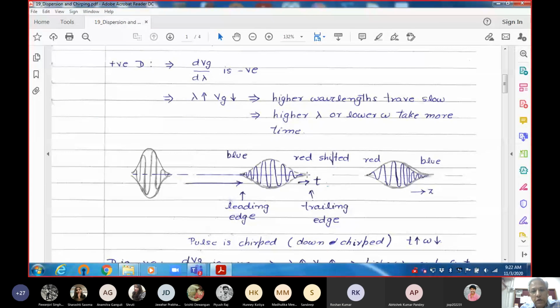So at the output end, when I plot the pulse as a function of time, output intensity, at higher values of time you will get red wavelengths, right? Lower frequencies. Is this what you are talking about?